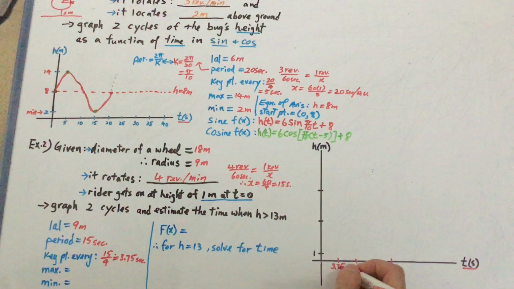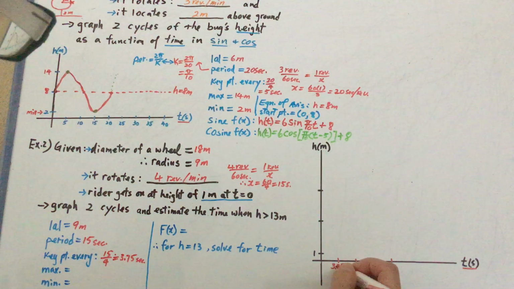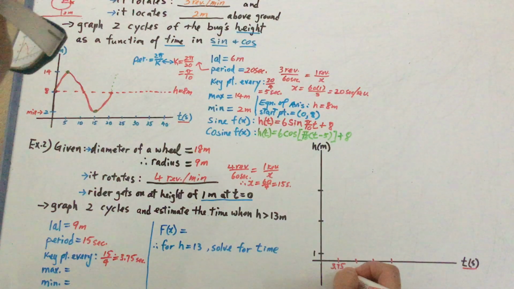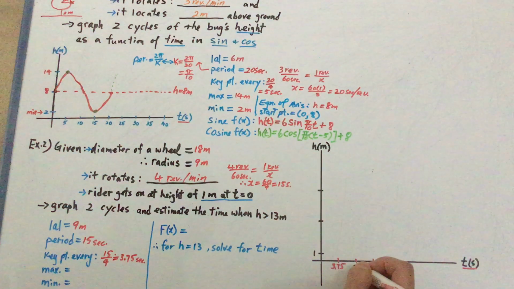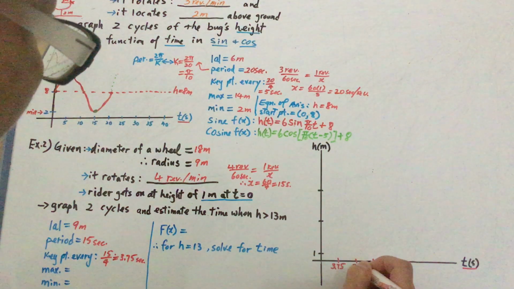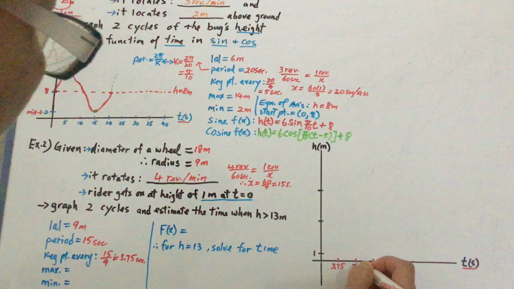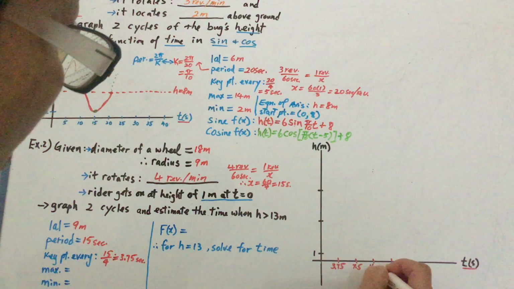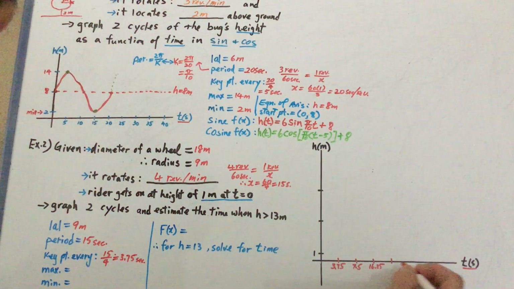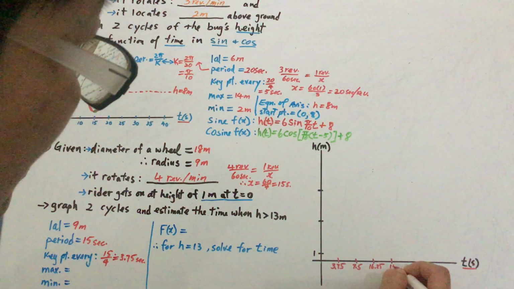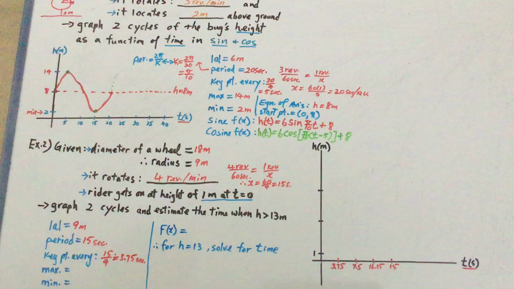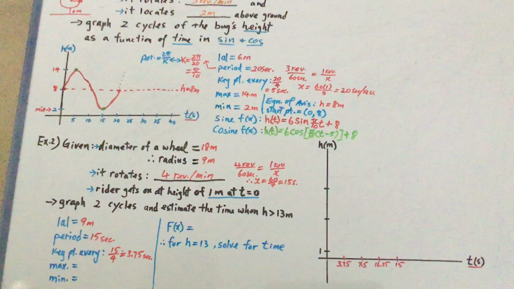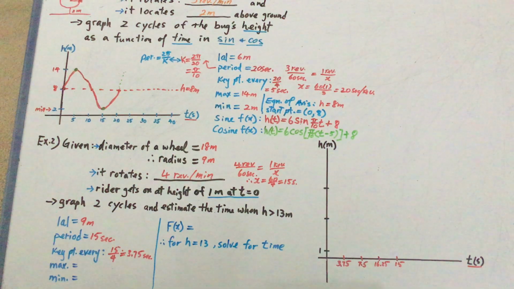So you will have 3.75, or 15 over 4. And then adding another 3.75 will give you 7.5. And this will be 11.25. And lastly is going to be the 15 seconds. Okay, so because when you take 15 divided by 4, you will get those in decimal.